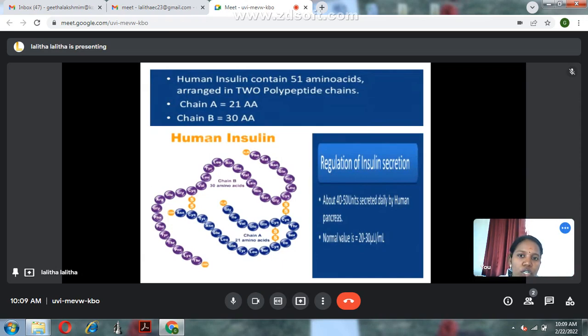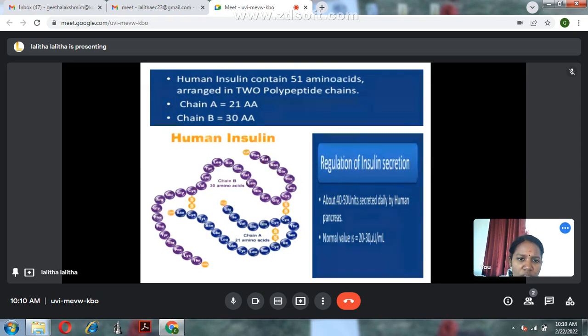Generally, human insulin contains 51 amino acids. Chain A and chain B are the two polypeptide chains. Chain A is equal to 21 amino acids, chain B is equal to 30 amino acids. This is the human insulin chain format.